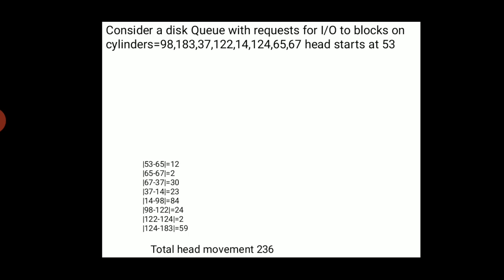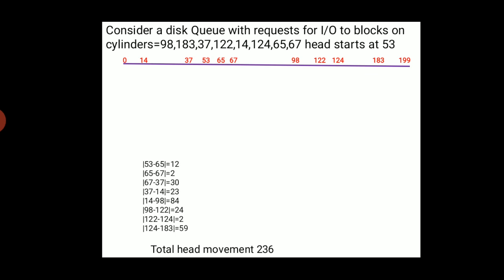We'll consider a disk queue with requests for I/O to blocks on cylinders 98, 183, 37, 122, 14, 124, 65 and 67. The head starts at position 53. Now we'll consider the disk from track 0 to 199 to illustrate this example.